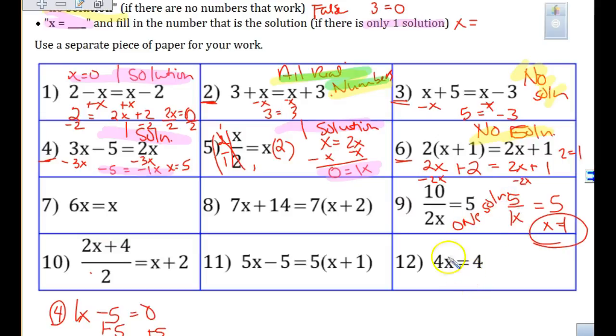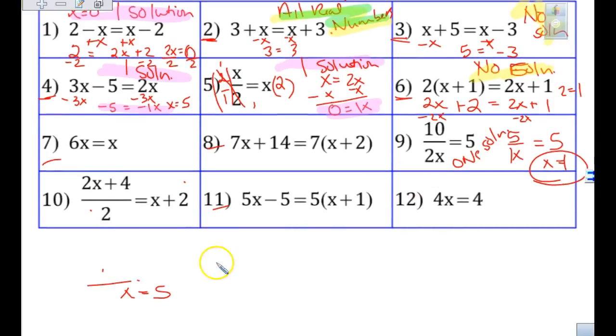Okay? I would like you right now to do number 8 and number 11. We're going to look at number 10, simplifying that one, in just a minute. So do 7, 8, 11. If you get time, do 12. And then we are going to get you started on your homework.